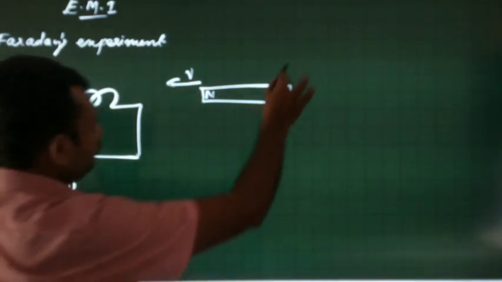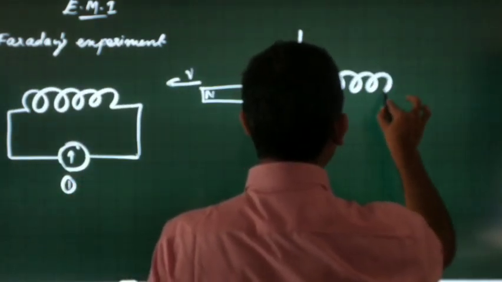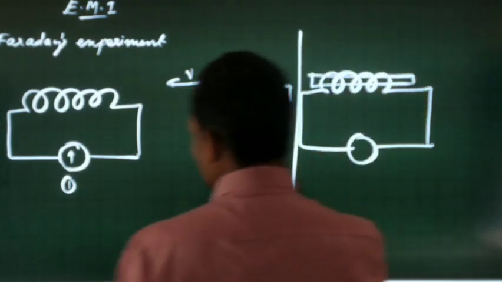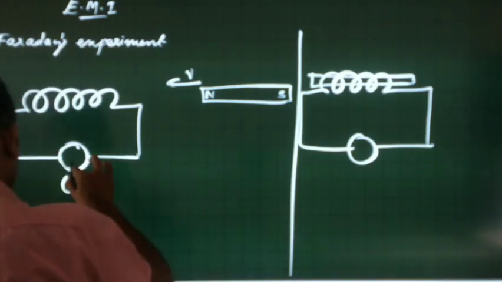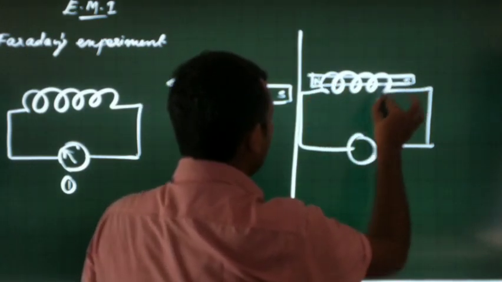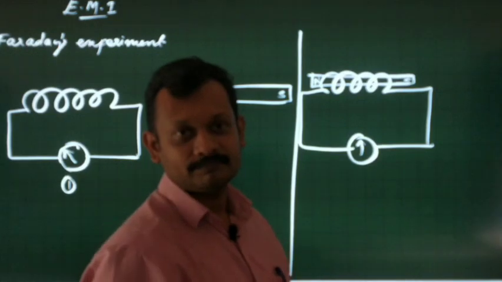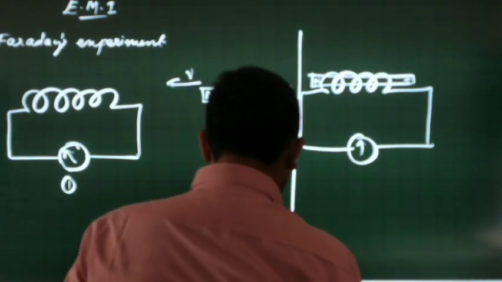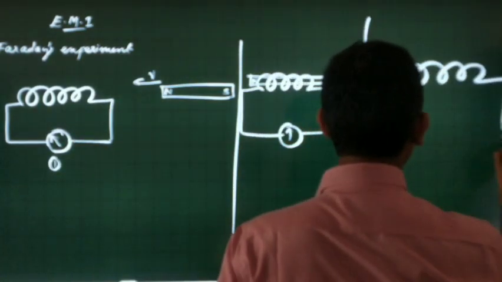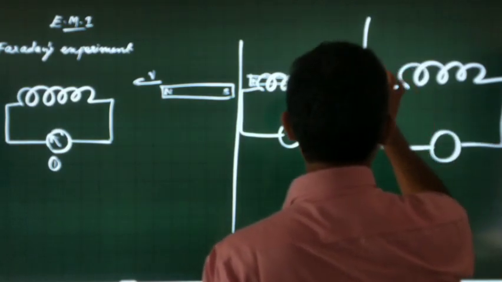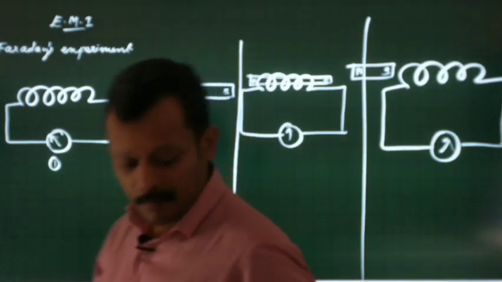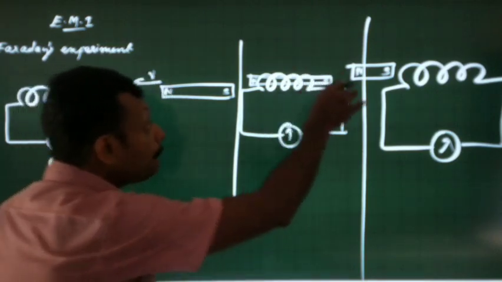In the second situation, when the magnet was completely inside the coil, the galvanometer deflection reduces to zero. Now the third situation, that is when the magnet is leaving the coil, the galvanometer shows a deflection, but that deflection comes out to be in the opposite direction.